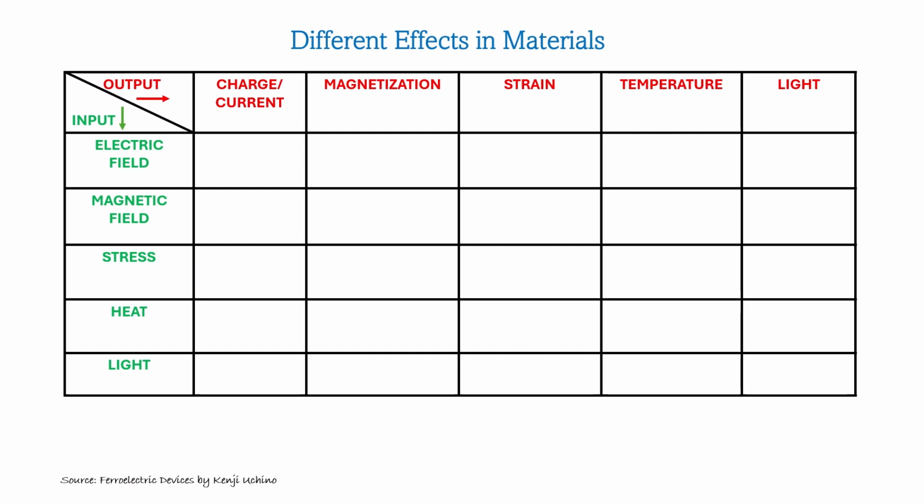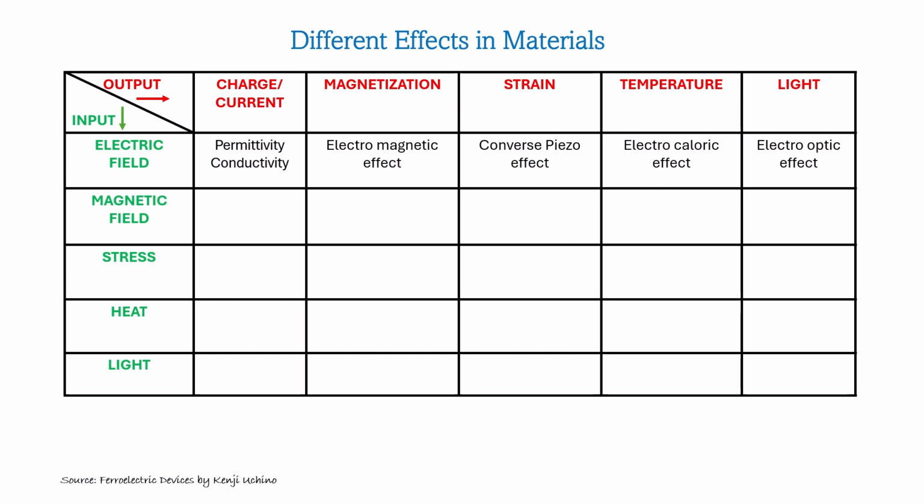When an electric field is applied, materials may show several effects. Permittivity and conductivity determine how they store and conduct charge. The electromagnetic effect couples electric and magnetic responses. The converse piezoelectric effect produces strain when an electric field is applied. This is the actuator mode of piezoelectric materials. The electrocaloric effects involve temperature change due to electric fields.